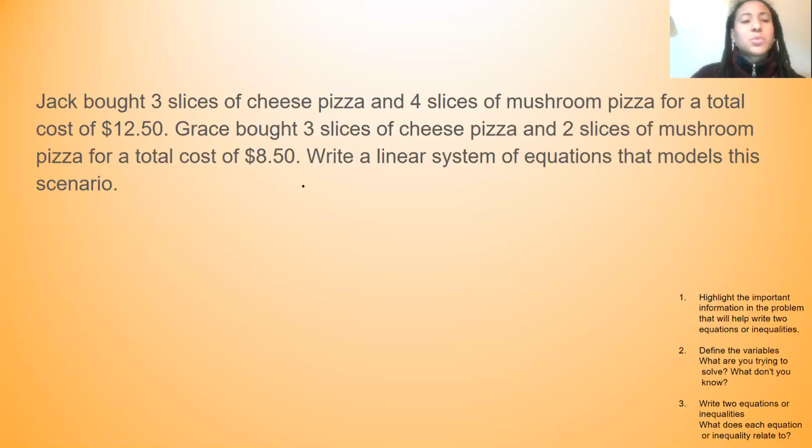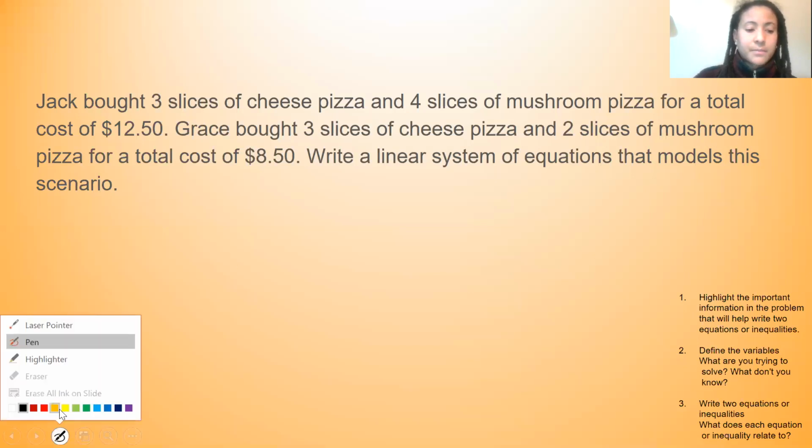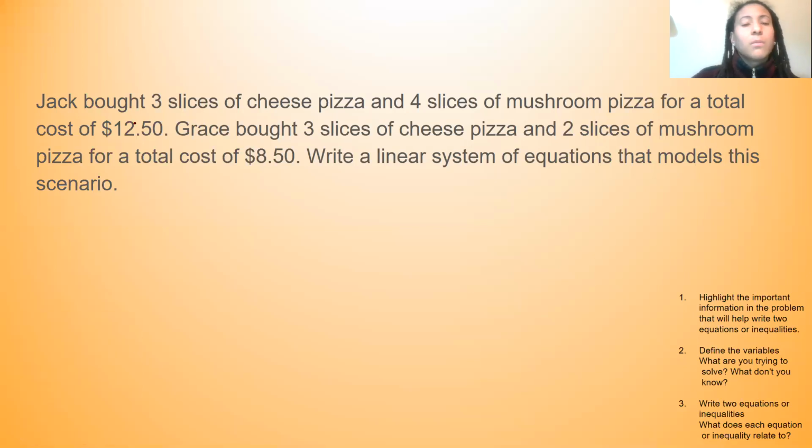So now this one says Jack bought 3 slices of cheese pizza and 4 slices of mushroom pizza for a total of $12.50. Grace bought 3 slices of cheese pizza and 2 slices of mushroom pizza for a total cost of $8.50. We want to write a linear system of equations that models this scenario. So let's get some highlights in. So the first thing is, what is our topic talking about? Pizza. Who doesn't like pizza?